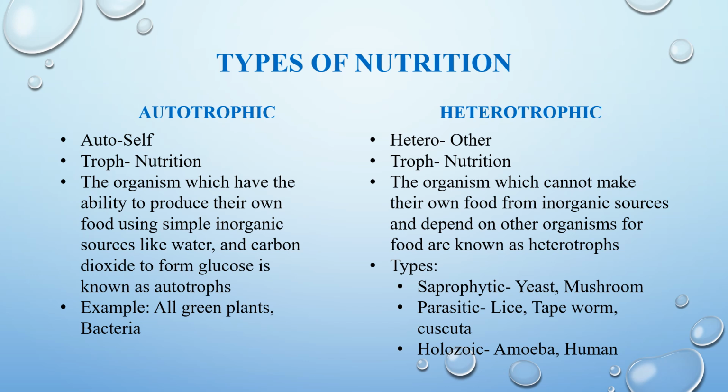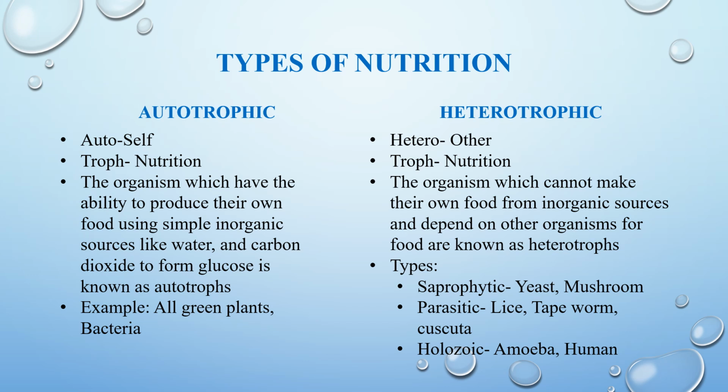There are two main types of nutrition, autotrophic and heterotrophic. Let's explore one by one. Autotrophic nutrition. When we split the word autotroph, auto means self, troph means nutrition. The organisms which have the ability to produce their own food using simple inorganic sources like water and carbon dioxide to form glucose are known as autotrophs. The process of obtaining nutrition through their own food is known as autotrophic nutrition. For example, all green plants and some bacteria.